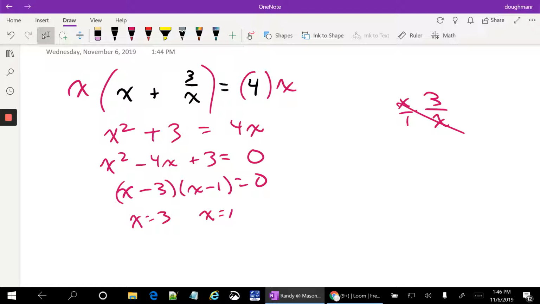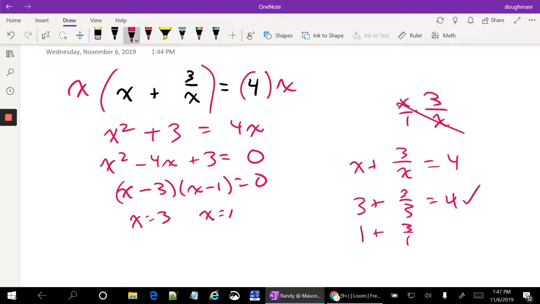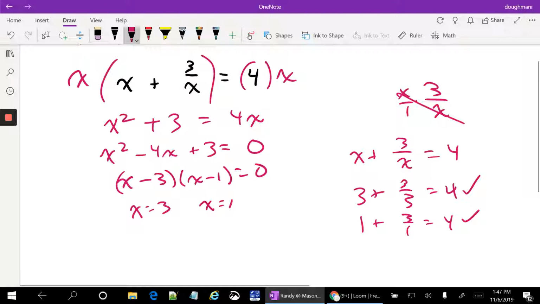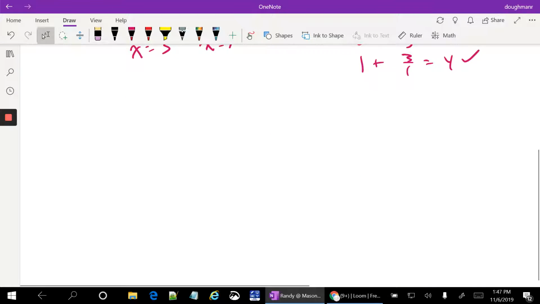So back to that original equation, x plus 3 over x equals 4. If I put in 3, I get 3 plus 3 over 3 equals 4, and I believe it does. If I put in a 1, I get 1 plus 3 over 1 equals 4, and that works. Okay. One more sample problem.